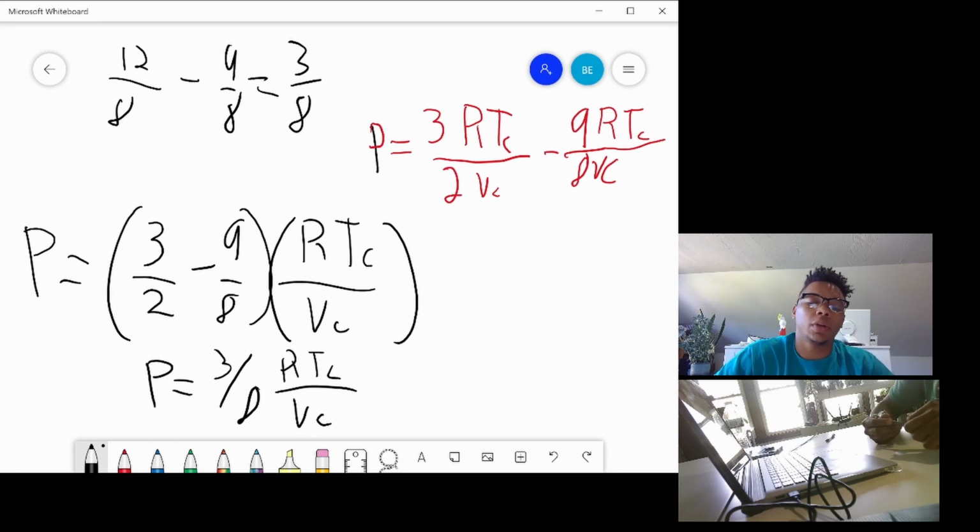And now that we have this, we're able to actually figure out pressure, volume, any of the sort using our compressibility factor without having to use the entire van der Waals equation of state with our A over critical volume squared and our volume critical subtracting by our B.